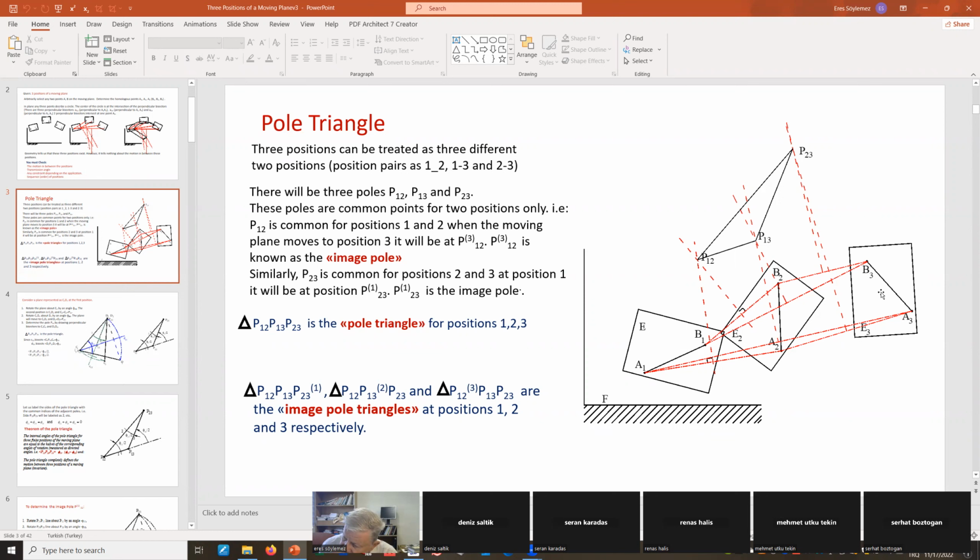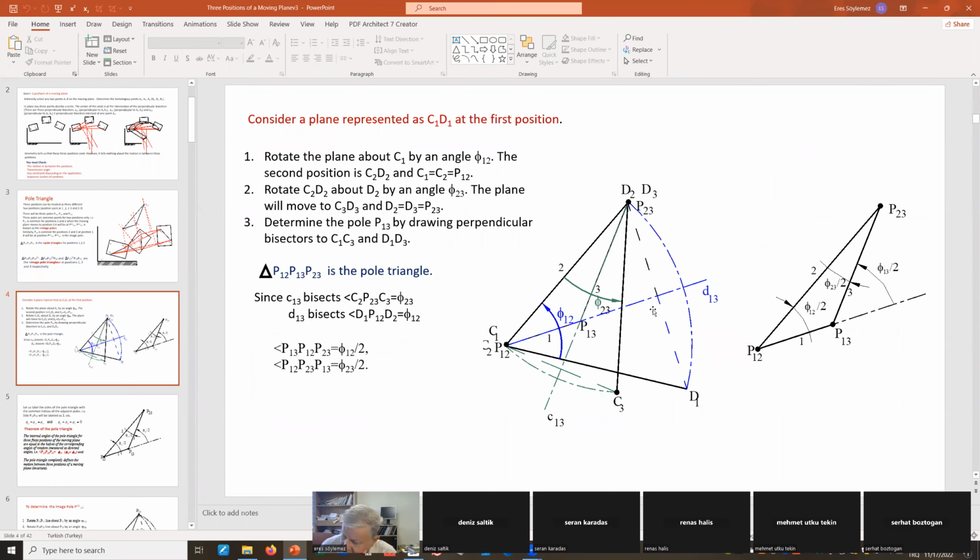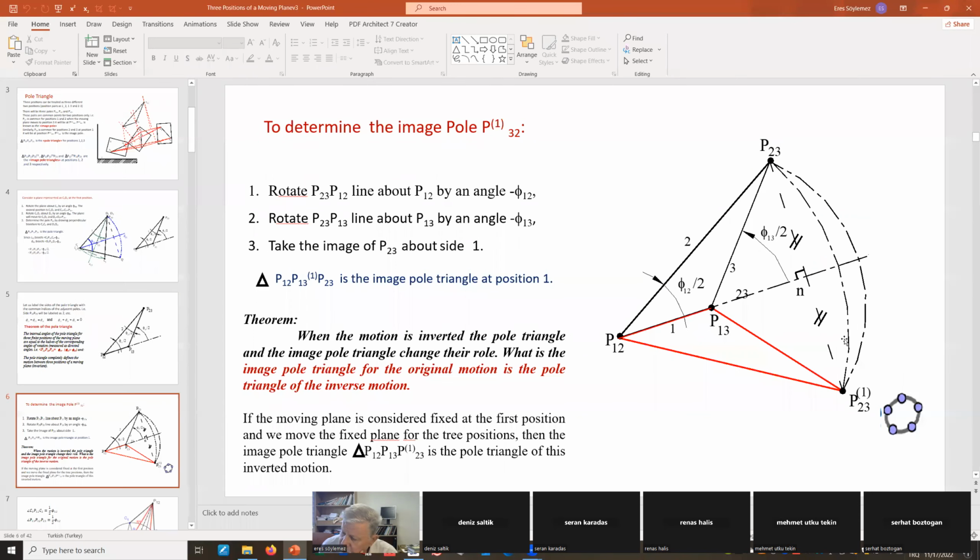Although these points can be different, the pole triangle will be invariant. It will not change depending on the points that you select. Now, the image pole triangle, let me repeat, we can obtain by rotating P23 about P12 by an angle minus phi 12. You can determine P231 by rotating P23 about P13 by an angle minus phi 13. Okay? That is P231.